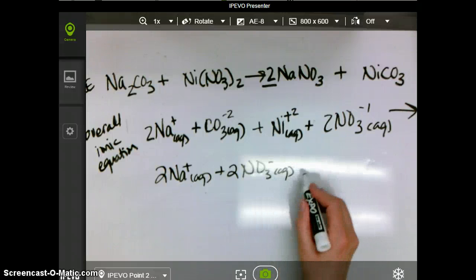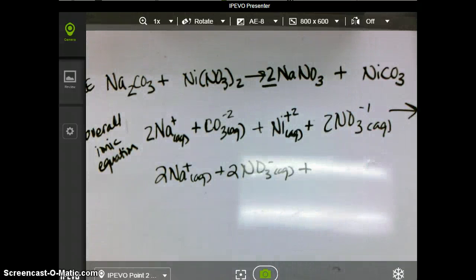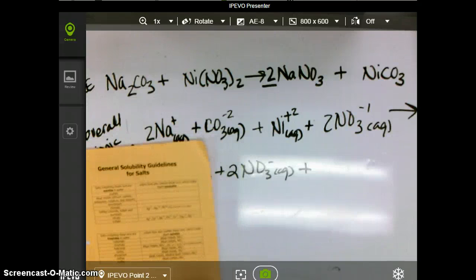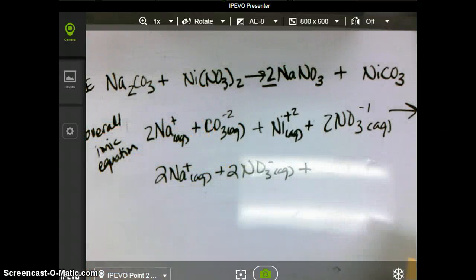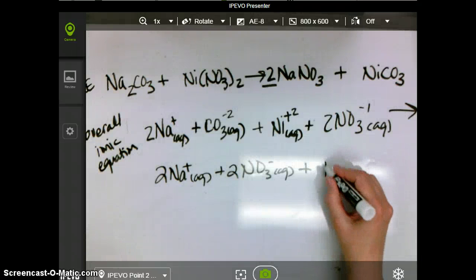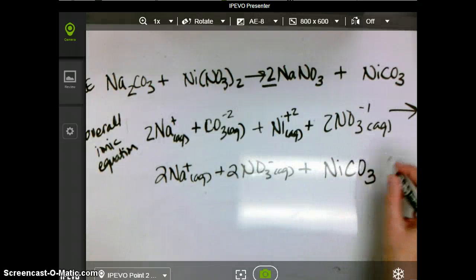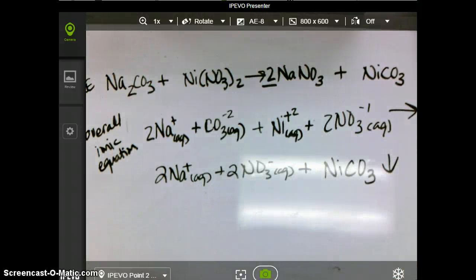My second product, my nickel 2 carbonate, I'm going to come back and check my solubility guidelines and see that carbonates are insoluble unless combined with an alkali metal or ammonium. Well, nickel 2 is neither an alkali metal nor is it ammonium, so my nickel 2 carbonate is going to be insoluble, and I'm going to represent that by putting NiCO3 down arrow, letting everyone know that that's a PPT that I've formed. It's insoluble, and it would settle to the bottom of the test tube.